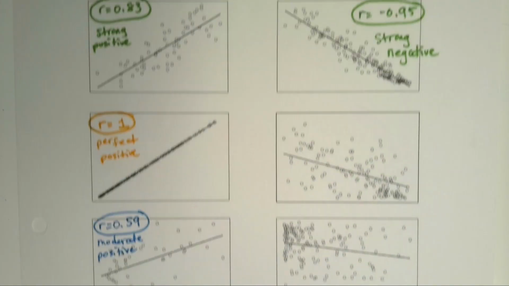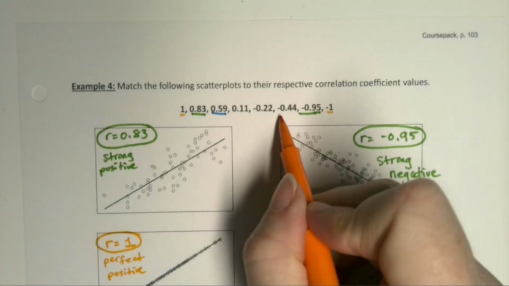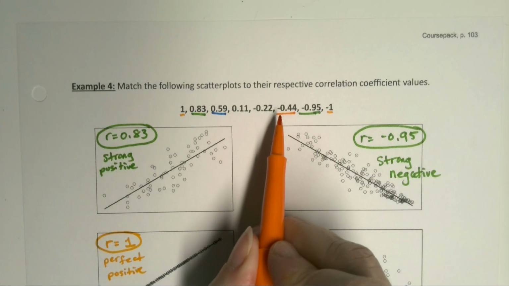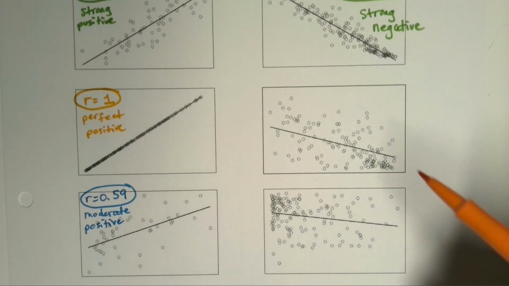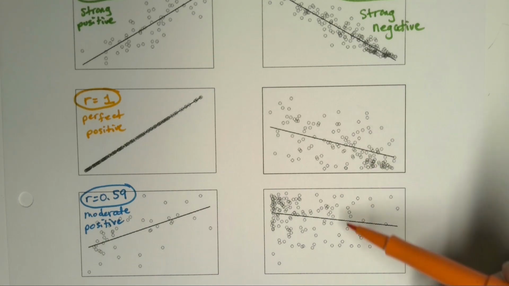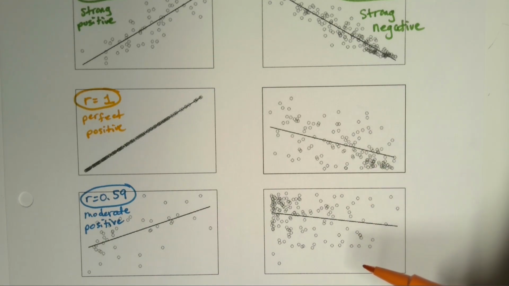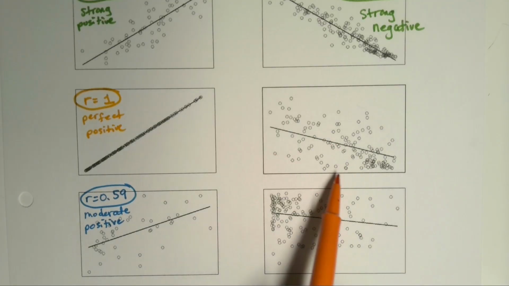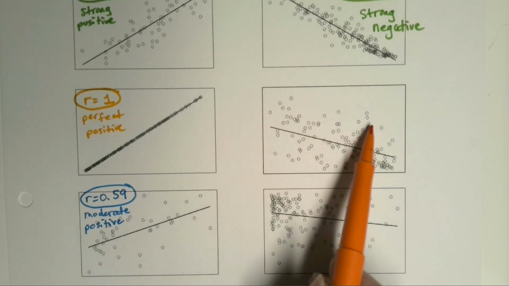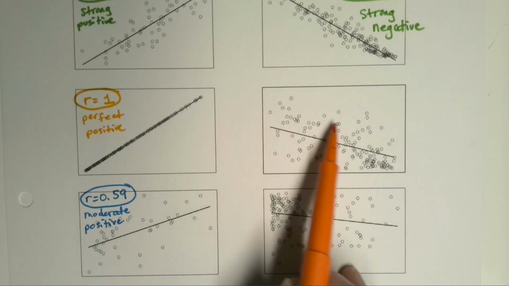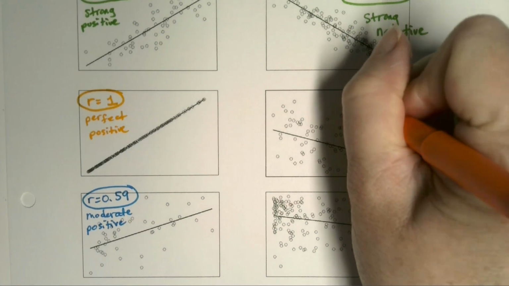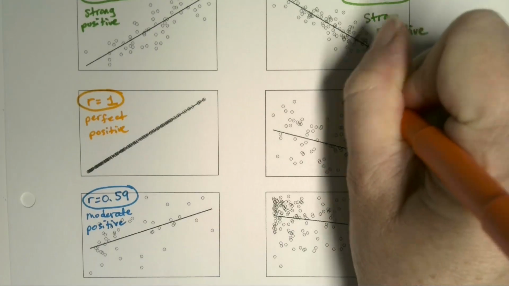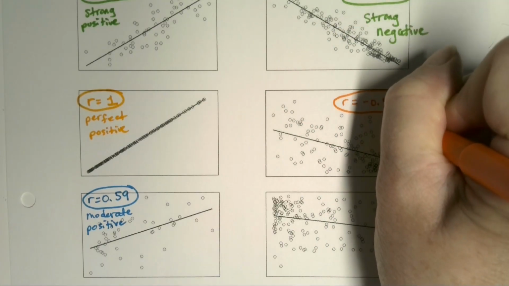The -0.44 is actually a weak relationship. So I need to find a weak negative relationship. So these two are the two negative relationships that are left. So it's a question of which one's doing a better job of tracking. And I think it's this one. So you see how the points are kind of clustering along that line. So this is r equals -0.44. This is a weak negative relationship.